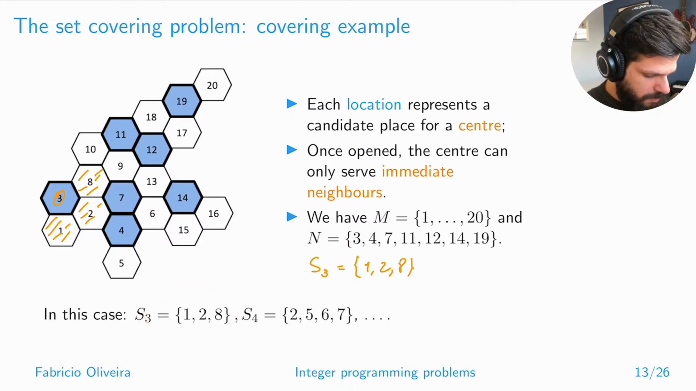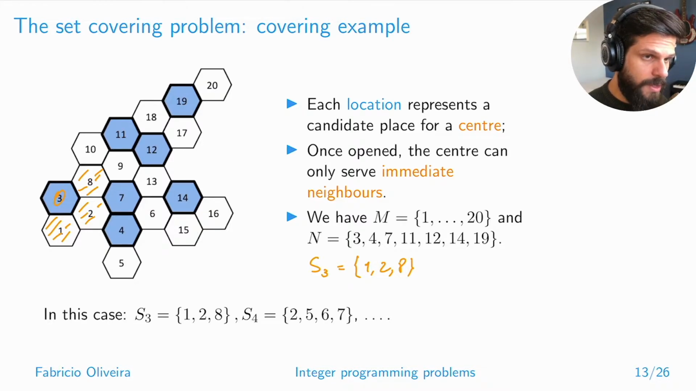If I do the same thing for S4, S4 is 2, 5, 6, and 7. And you can see that 2 is overlapping. What you're trying to figure out is how many service centers you need to make sure you cover the whole country. Right? So how do we model that?